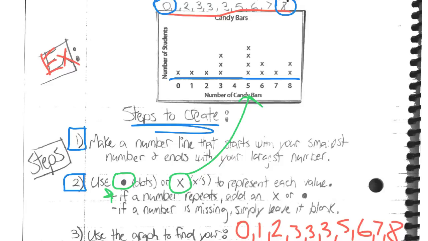And then the other little blurb down here says if a number is missing, you simply leave it blank. So if you look here at number 4, there's no 4 in my set, but I still have to write it like a number line. I just don't put any X's or dots above it.